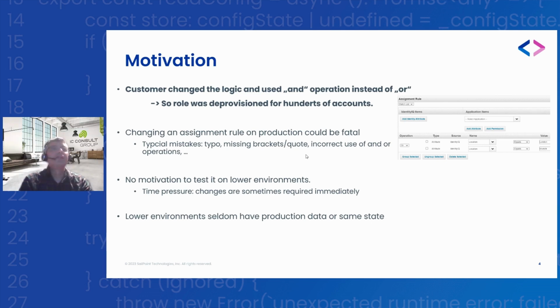And another reason is, the operators, the users of the tool are not always motivated to test the changes, test the rules on a lower environments. They have sometimes time pressures. Everything should be done fast and it's required immediately. And last but not least, in low environments, we seldom have the production data or the same state of the production data. So it's not guaranteed that your tests will show you the same result as in a production environment.